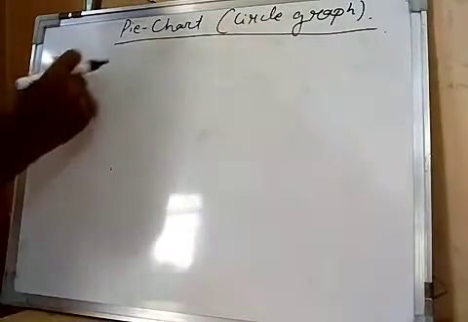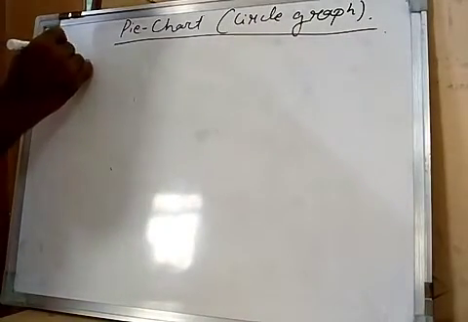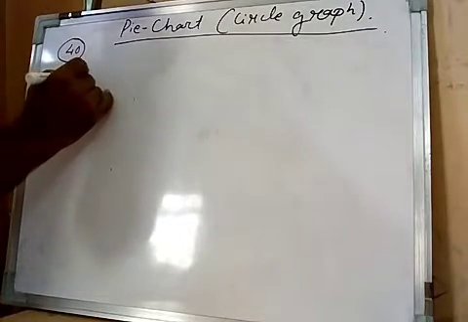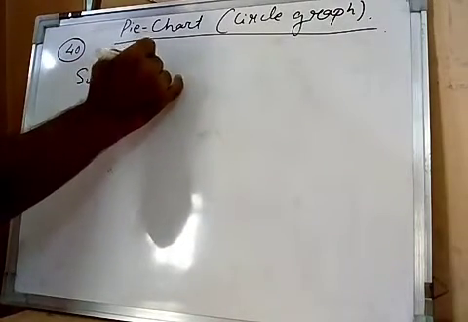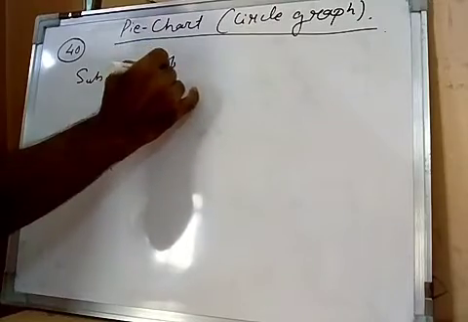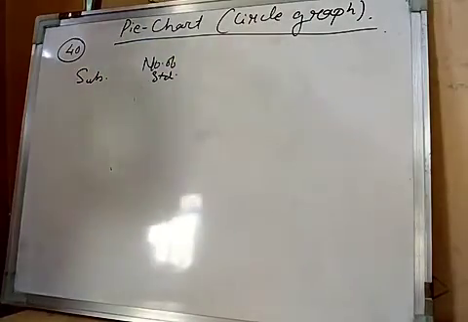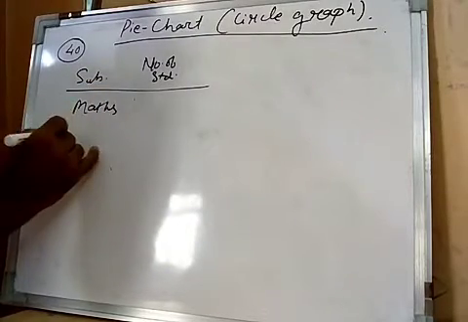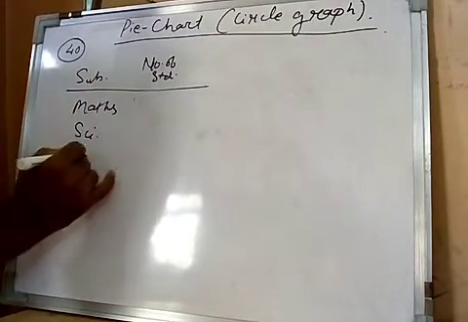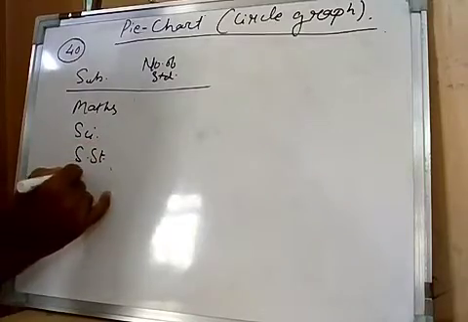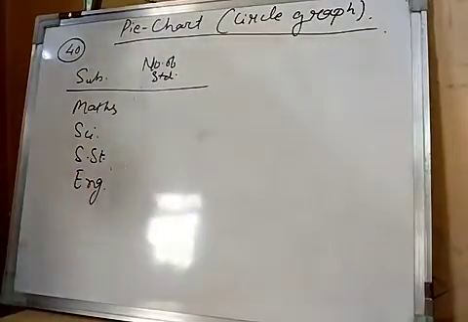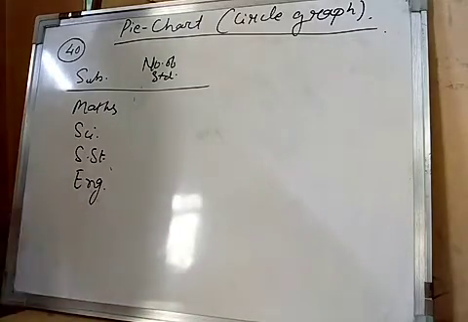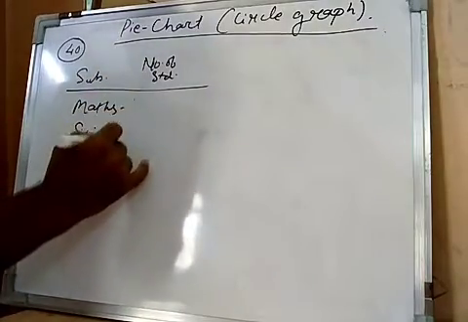Here in a class, the total number of students is 40. So here subject and here the number of students, right? Subject is, for example, maths, science, social study and English. I have taken 4 subjects, right? Or we can take 5 also, or take 4, only 4.